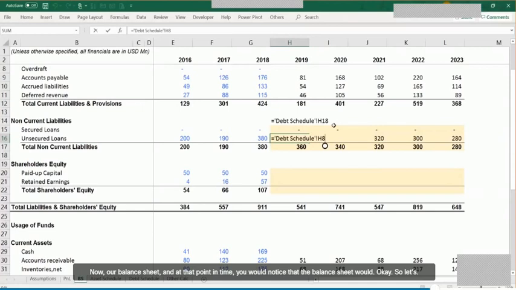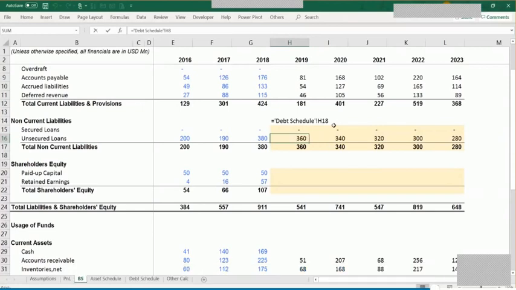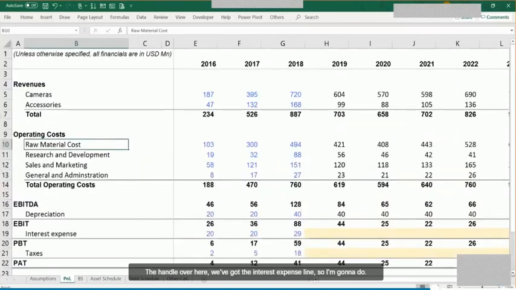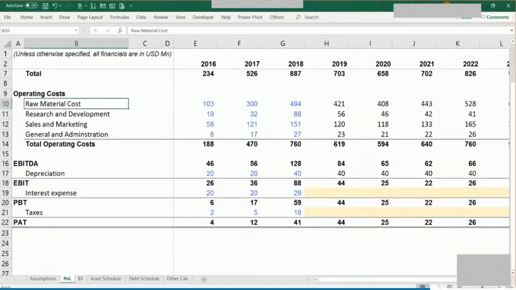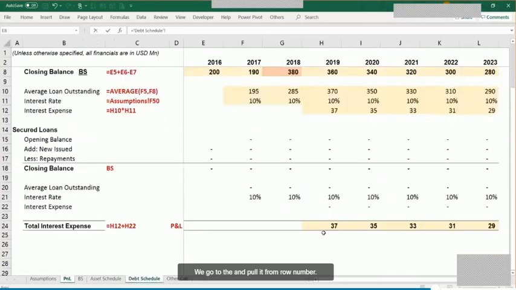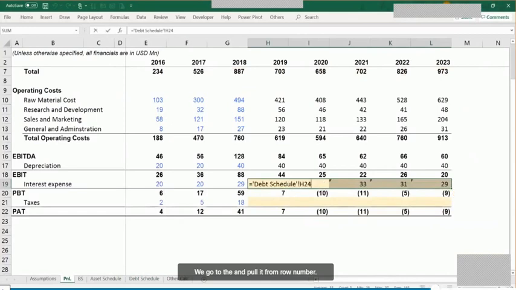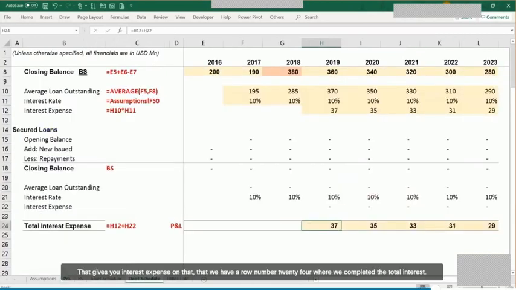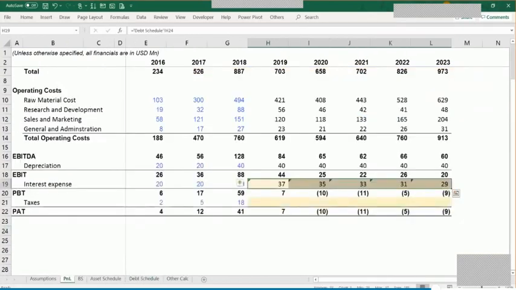Okay, so let's move to the P&L now and complete the P&L. Over here, we have got the interest expense line. So I'm going to take the interest expense here from the debt schedule. Make it equal to, you go to the debt schedule and pull it from row number 24. That gives you interest expense on debt that we have taken. So from row number 24, wherein we computed the total interest expense in the debt schedule, we would flow that and pull it over here.